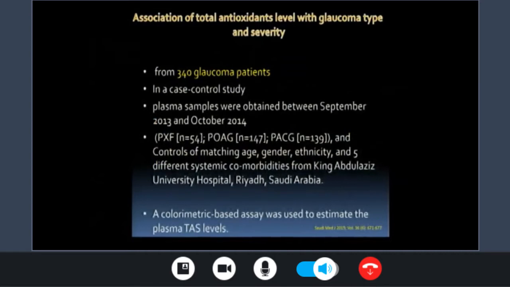This was a case control study of 340 glaucoma patients. Plasma samples were collected between September 2013 and October 2014. The highest number of patients was primary open angle glaucoma, 147, then pseudoexfoliation glaucoma, 54 patients, and angle closure glaucoma, 139. Controls matching gender, ethnicity, and five different comorbidities were also studied.